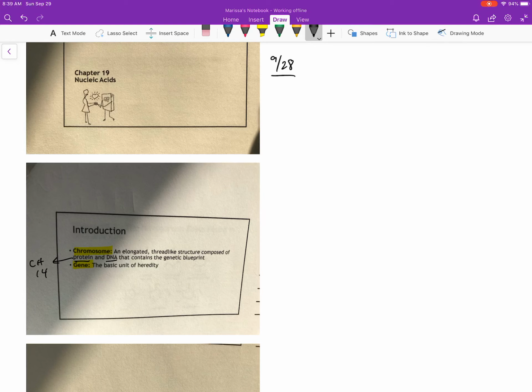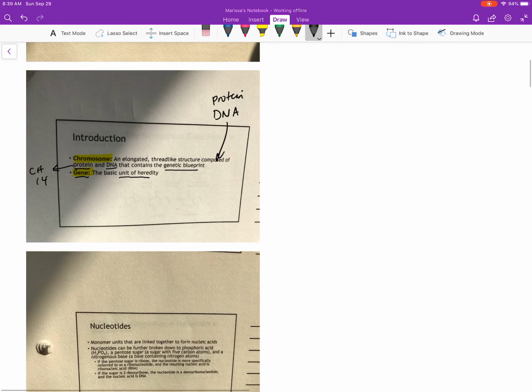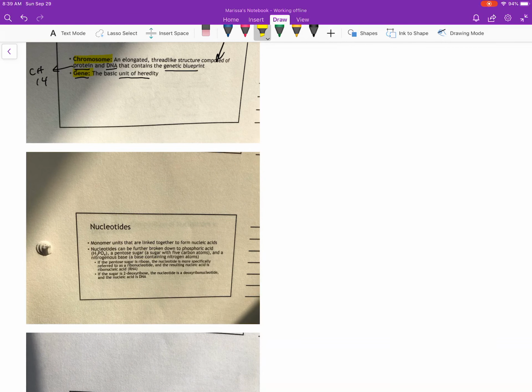So that contains the genetic blueprint. The DNA plus the protein is going to give us the chromosome. Now you may have heard of chromosome because this is what's passed on from parent to child. And a gene is the basic unit of heredity. So it's what determines your genotype, and then there is the phenotype, which is the physical expression of your genes.